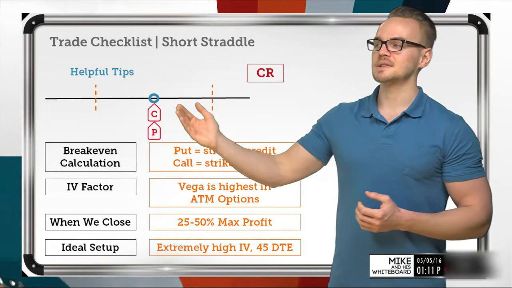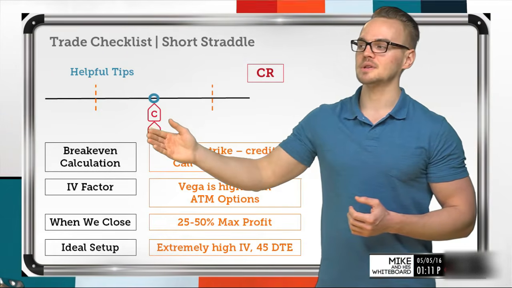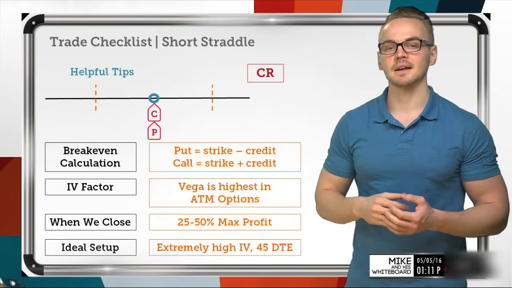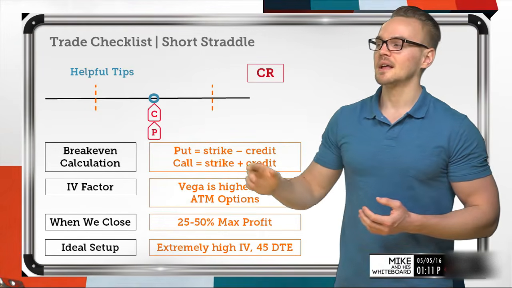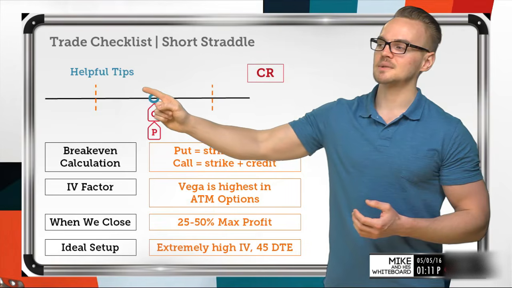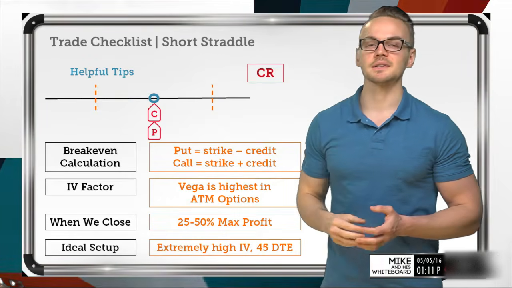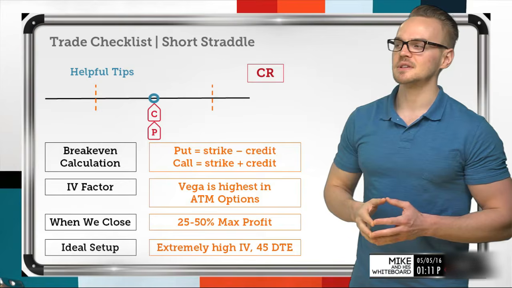So if I know that when the stock price moves down, my put's going to go in the money and I would have to buy that back at expiration for a certain value, then I would take that credit and I would subtract it from the current strike price. I would do just the opposite for the call side.